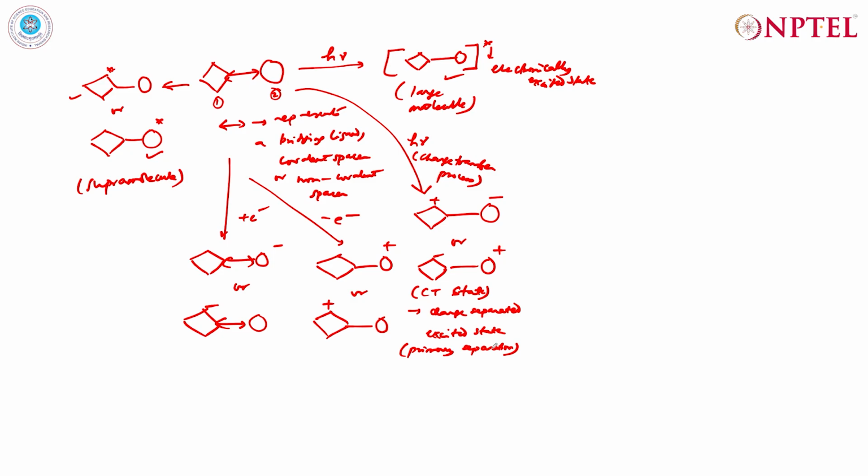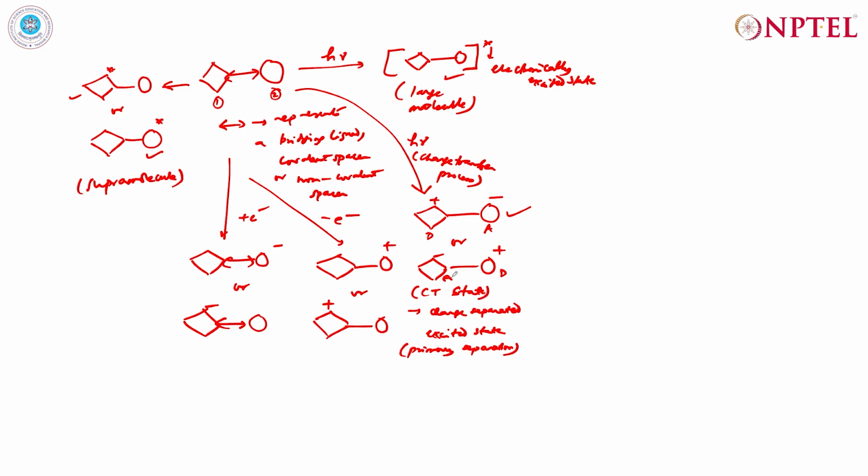So now you have an electronic transition from, say, a donor part of the component to the acceptor part of the component within the same molecule. That is, we call this a charge transfer process, which happens in the presence of light. It can either be from this donor to this acceptor, or from this donor to this acceptor, and this is the primary separation, which we call the charge separated excited state.